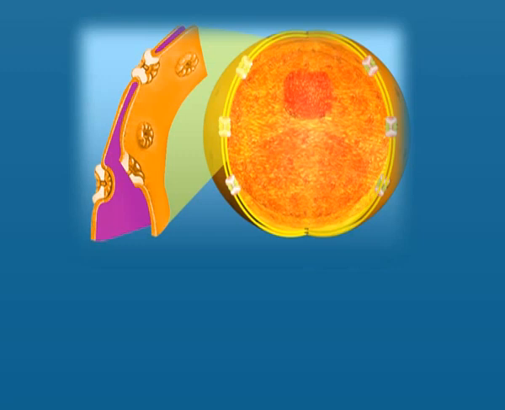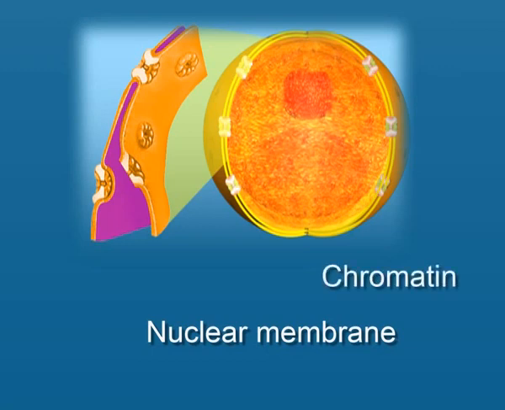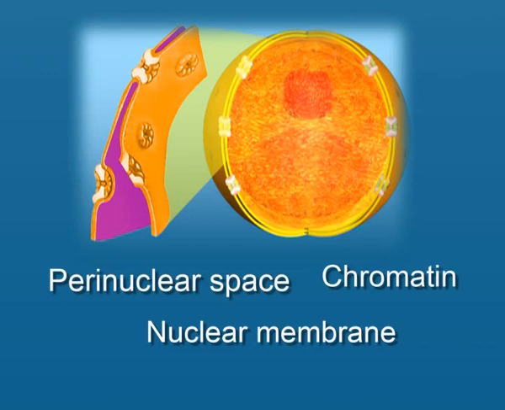This is a picture of the nucleus. Identify nuclear membrane, chromatin, and perinuclear space in this figure. Answer: These thread-like structures form chromatin. It is bounded by a double membranous layer, nuclear membrane. The space between these two layers is known as perinuclear space.